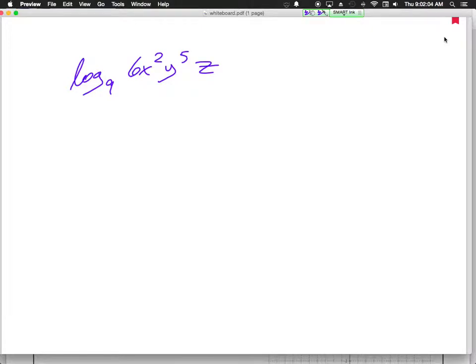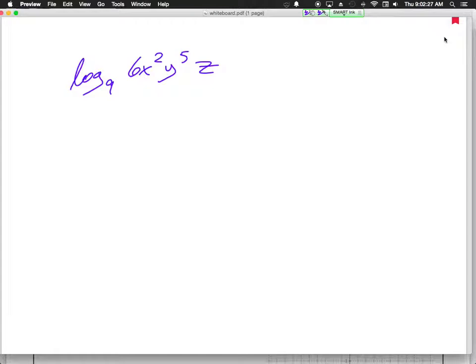Alright, so I have log base 9 of 6x squared y to the 5th z. And the directions when you see this problem are going to say we want to expand this logarithm. We want to use the properties to expand a logarithm. When you expand a logarithm, you do it in 2 steps. The first step is to write out your multiple logarithms.